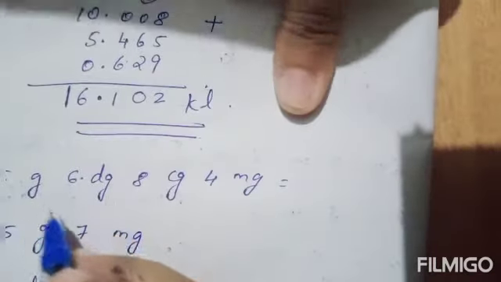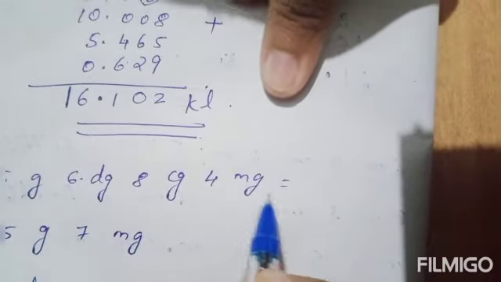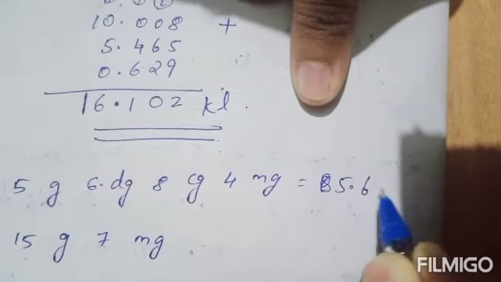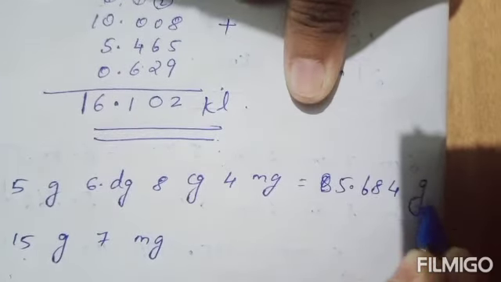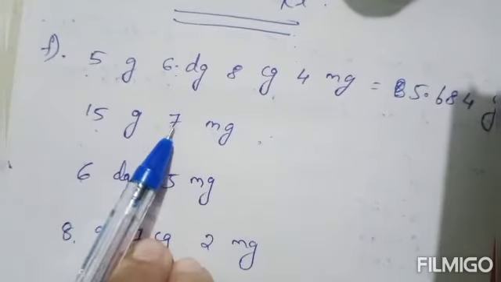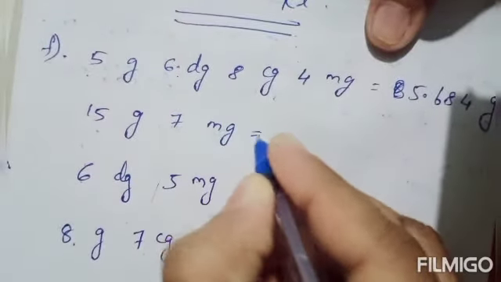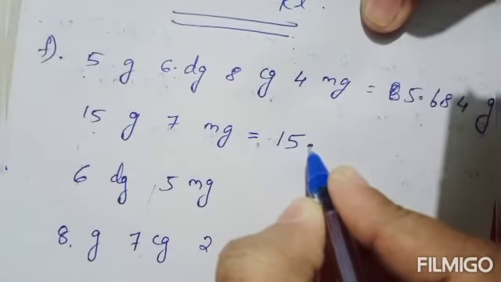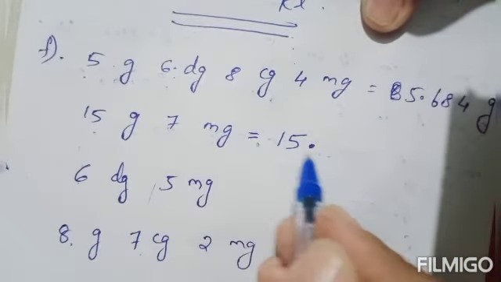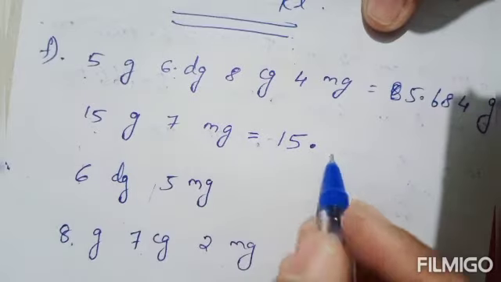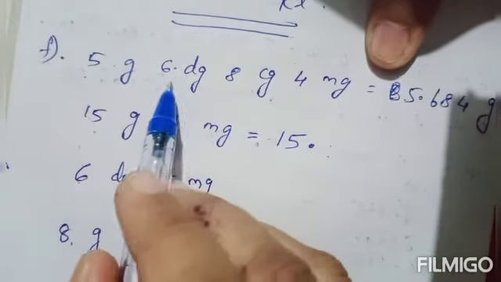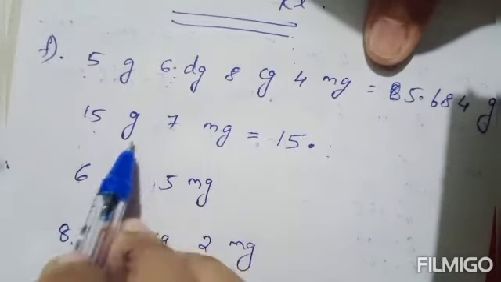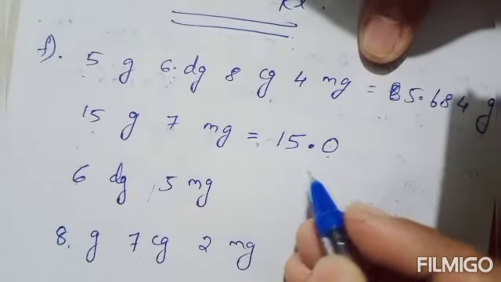Okay. So 5 gram 6 decigram 8 centigram 4 milligram, in decimal notation it will be 5.684 gram. Next 15 gram 7 milligram. In decimal notation how can you write this? First gram, before decimal point you can write a gram. So 15 point. Okay. Next after gram in 10th place it will be decigram. But in the question it is not given.